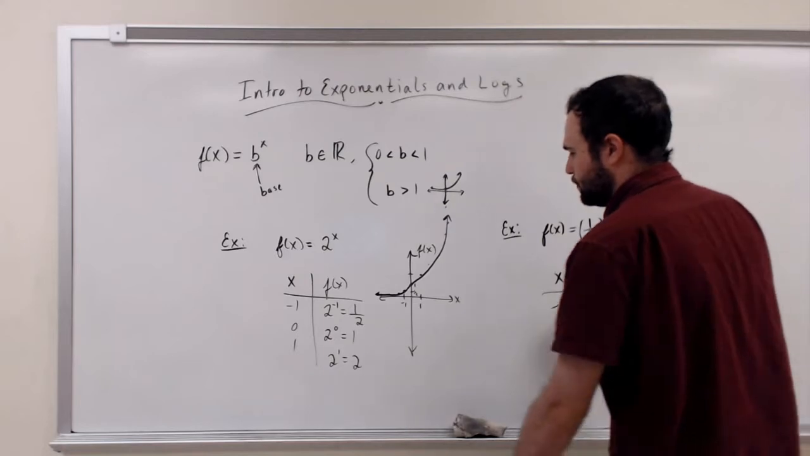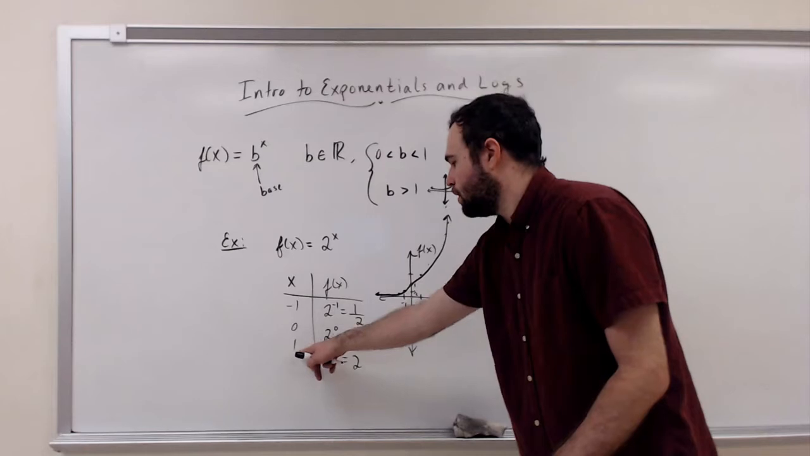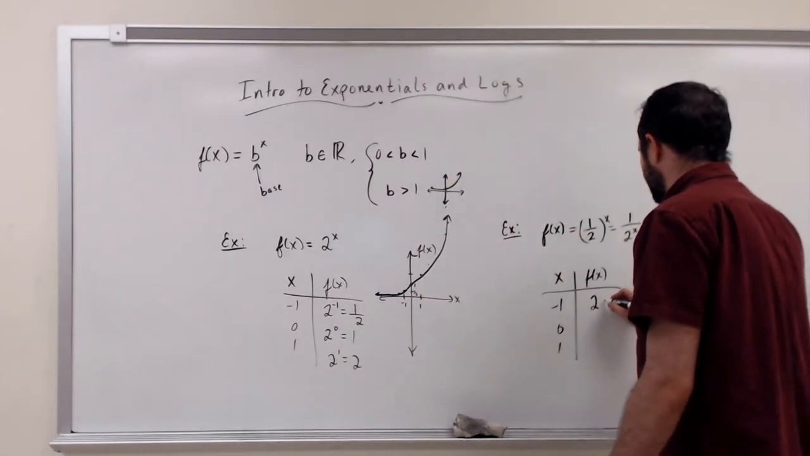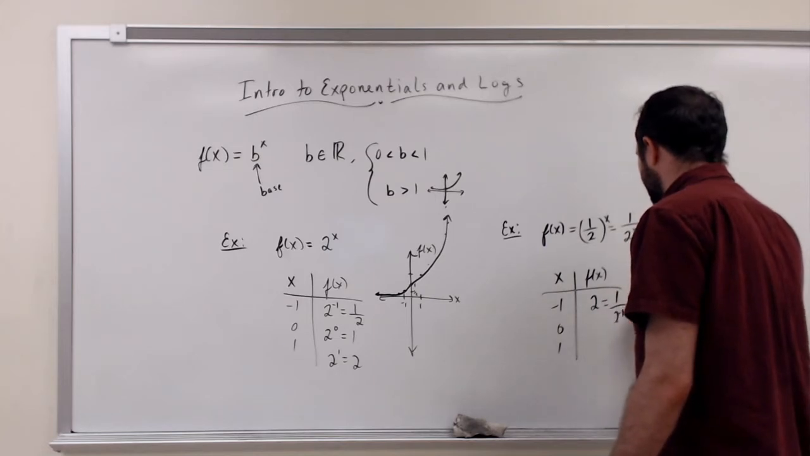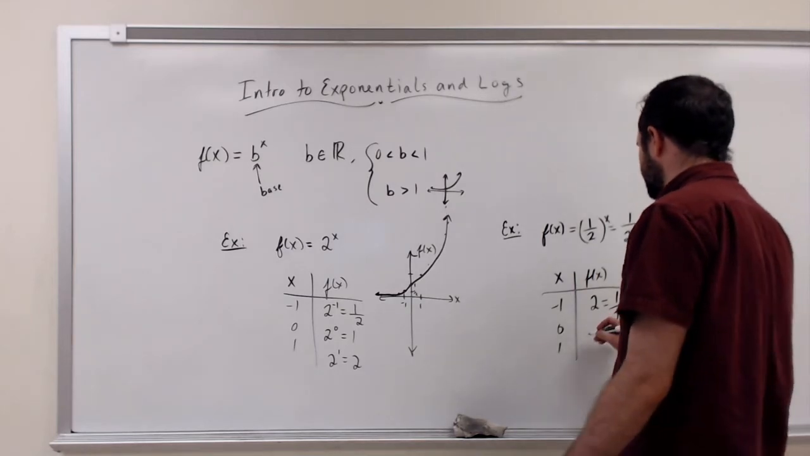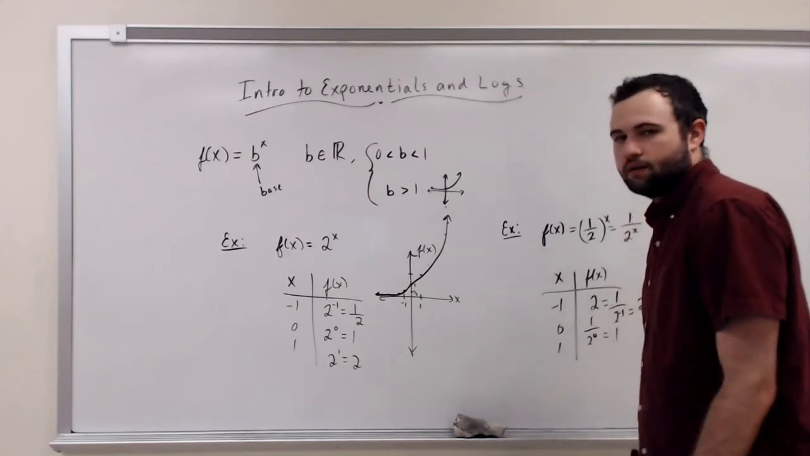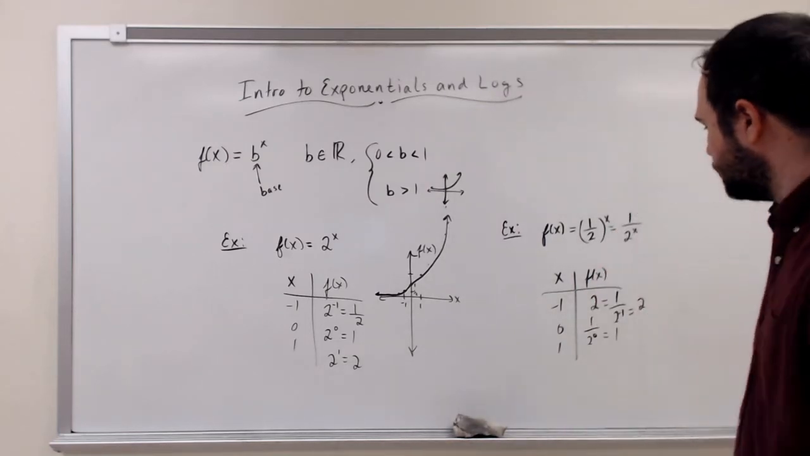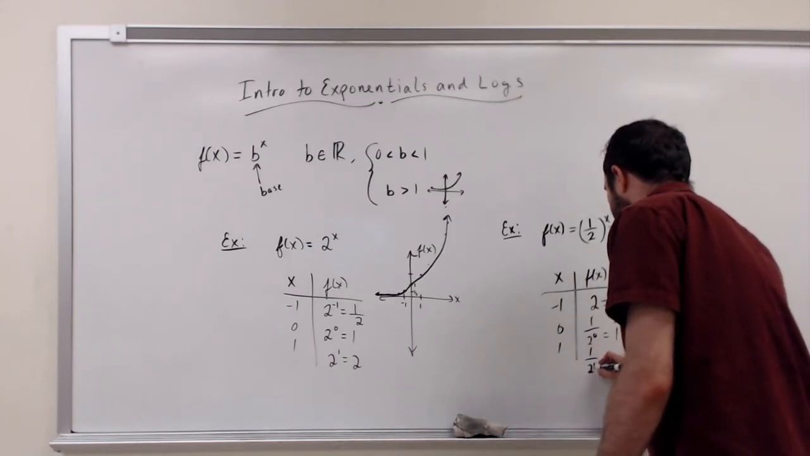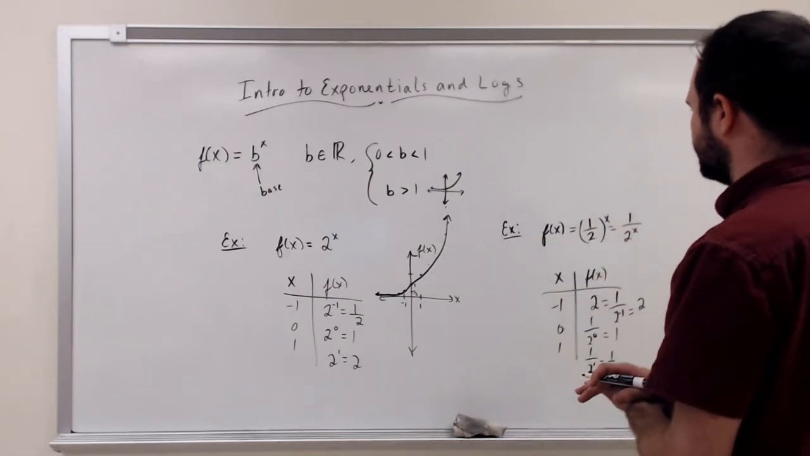This will map to what mapped to 1 here. So -1 here will map to what 1 mapped to over here. So we're just going to get 2 here. And that's because that's 1 over 2 to the -1, which is just 2. Plug in 0, we're going to get something similar. It's just going to be 1 over 2 to the 0, which is just 1. Okay. Plug in 1, we're going to get 1 over 2 to the 1, which is just 1/2. Okay, so we're going to get something that looks really similar here.